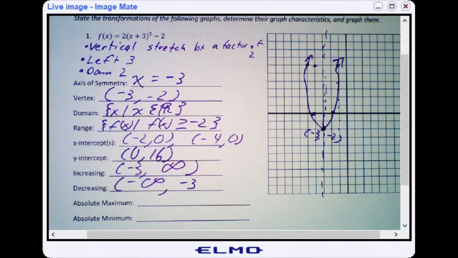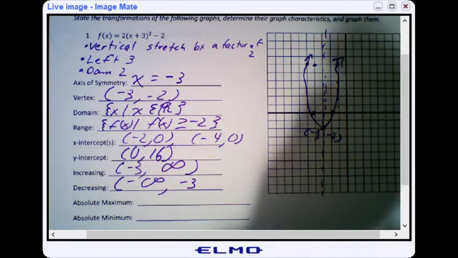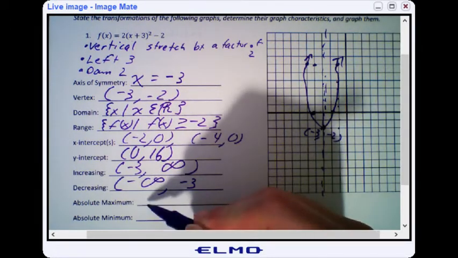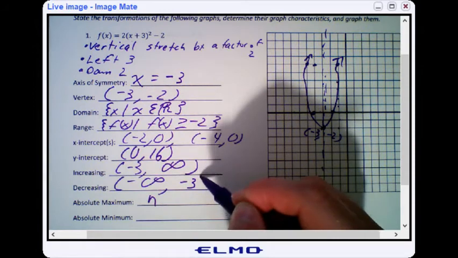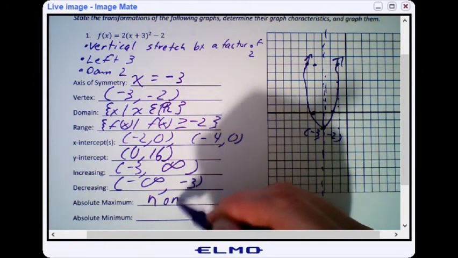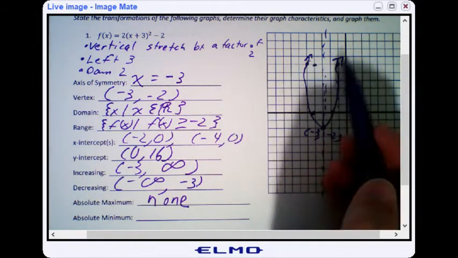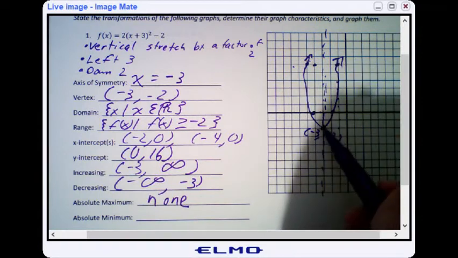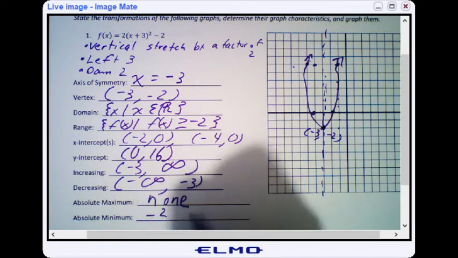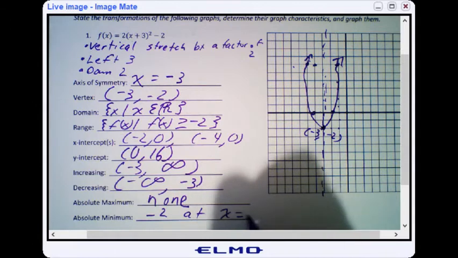An absolute maximum or minimum, they can also be called extrema. That might be a word you see sometimes. I don't have an absolute max here because I have arrows that go up forever. My minimum is going to be my y value, -2, at x equals -3.